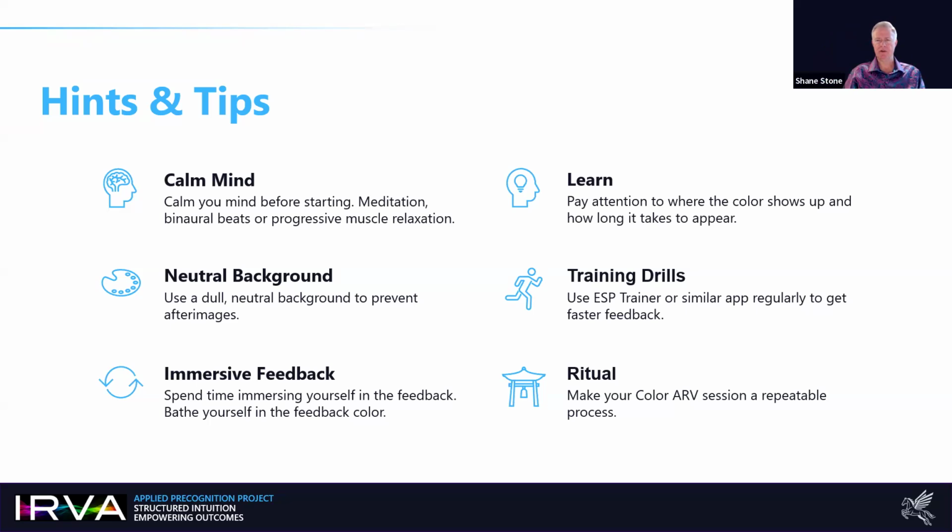The other one is training drills. So I use Russell Targ's ESP Trainer app every day to do training drills on colors. The ESP Trainer app has 4 color choices, gives you instant feedback. You do 24 color drills in one run, and it lets you know sort of a level of how well you're doing with respect to being above average.